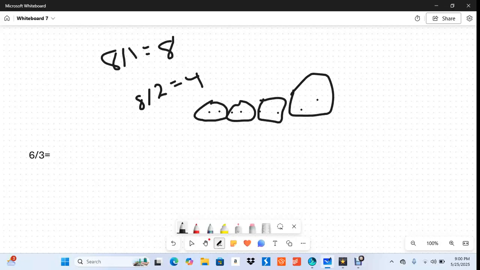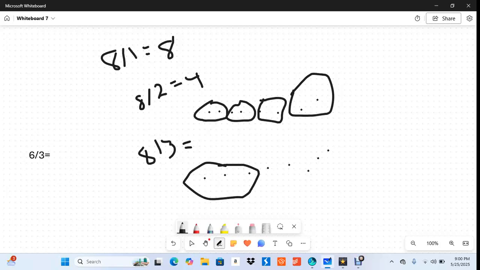Okay? And now if I went 8 divided by 3, I'm going to have a remainder because the number is not even. It's an odd number, which means I'm going to have a remainder. So if I had 1, 2, 3, 4, 5, 6, 7, 8. Count it by 3s because that's my divider. So 1, 2, 3. There's 1 group. So 1, 2, 3. And a remainder of 2. So 2 with a remainder of 2.